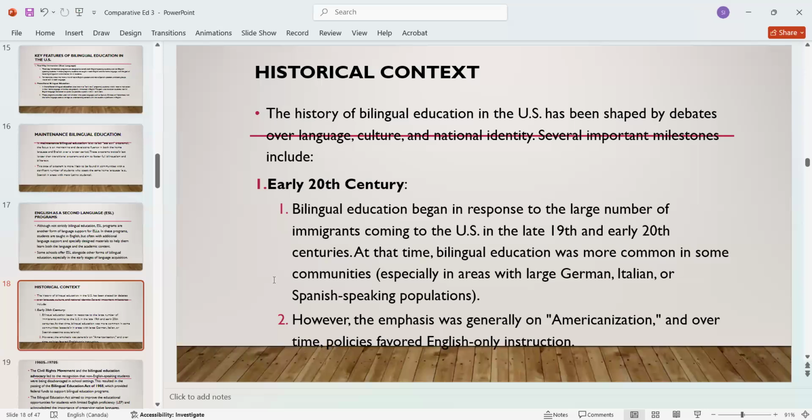At that time, bilingual education was more common in some communities, especially in areas with large German, Italian, or Spanish-speaking populations. Right? So why do people not migrate to Germany and Russia? Because they have to learn in that language, German. If you are going to Germany, you have to learn German, and the degree will be in German, right? Russia is also the same. You have to learn the language first, and then do the degree.